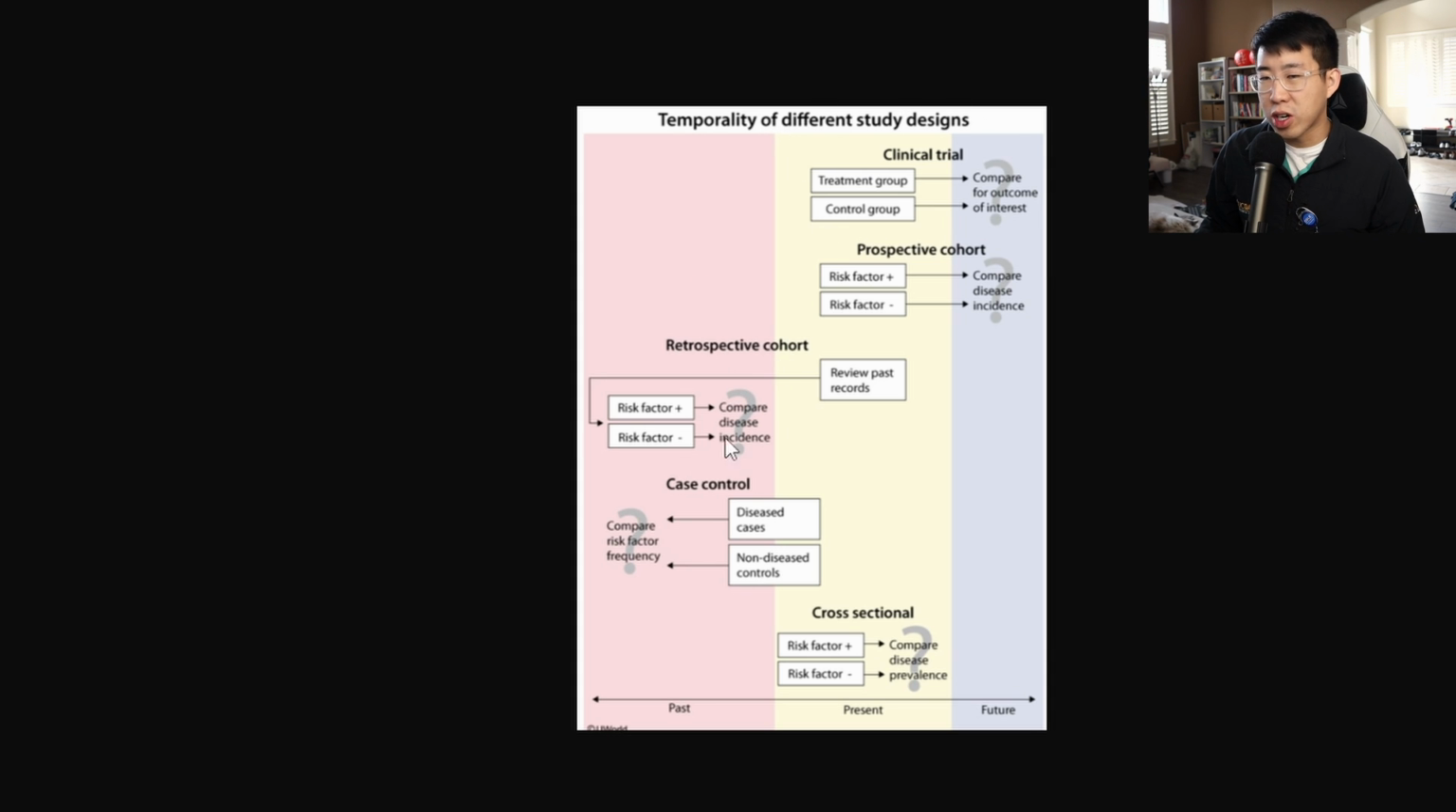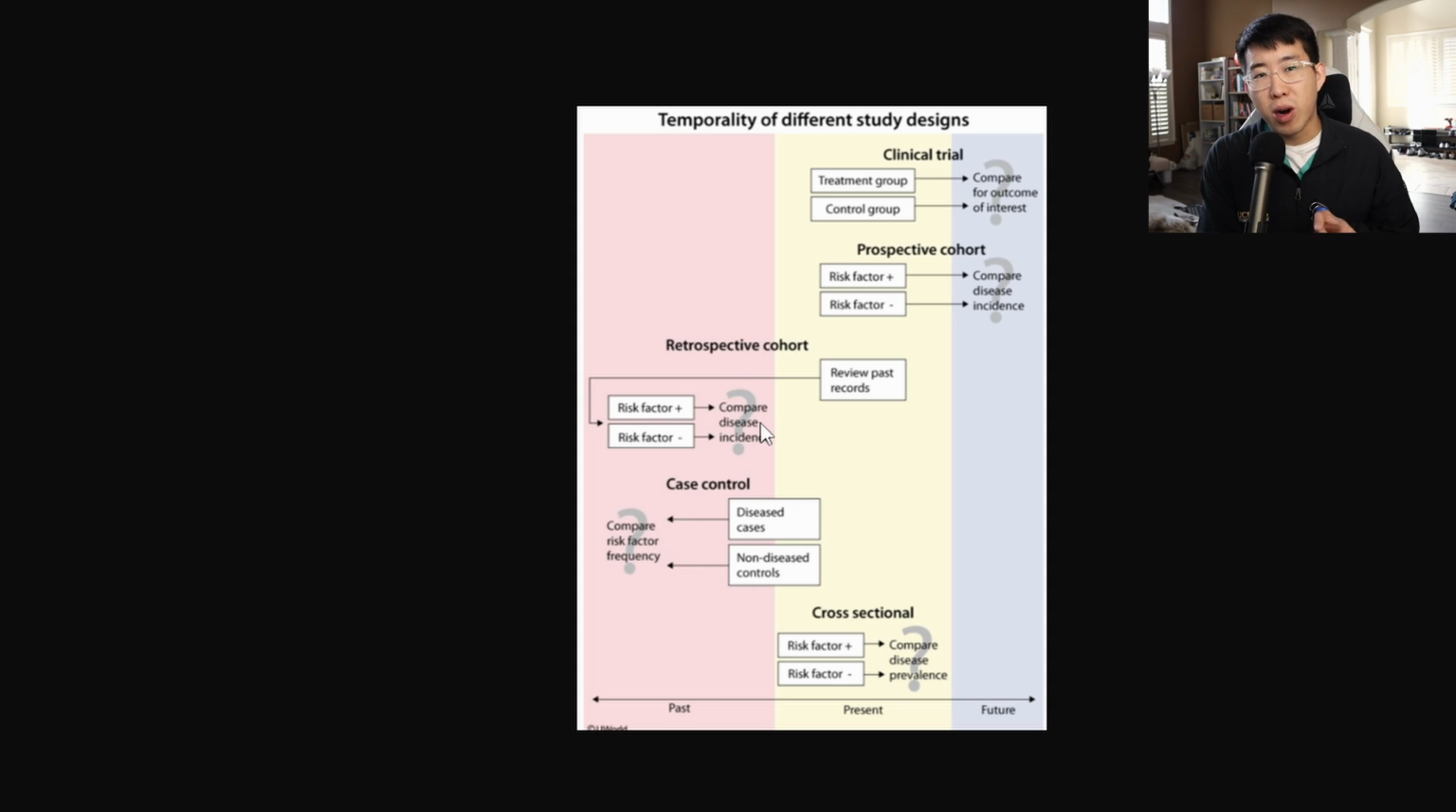Now the lower you go, it's not as strong of evidence, because you're really just looking at associations, which don't necessarily imply causation. But anyways, in this case, we're looking at a retrospective cohort because we are reviewing the past records and looking at their risk factors. In this case, a correction rate of less than 6, 6 to 10, or greater than 10, and then comparing the disease incidence.